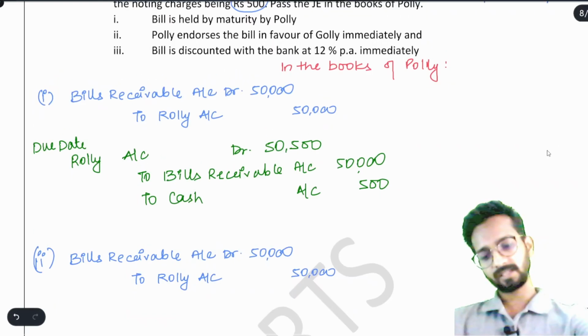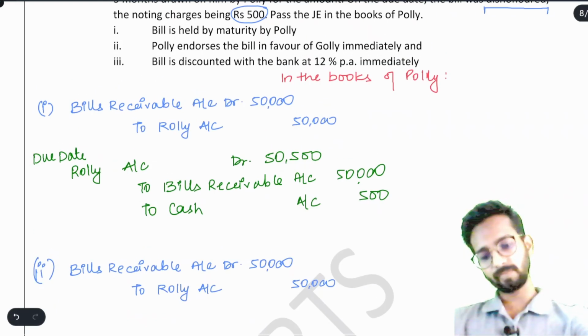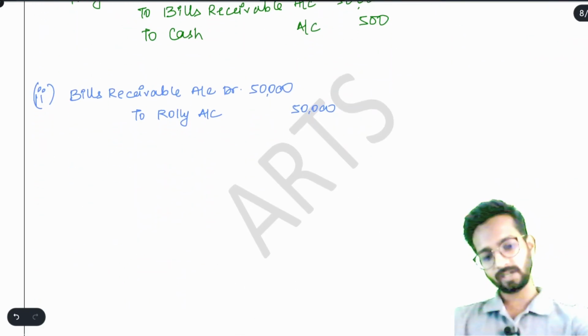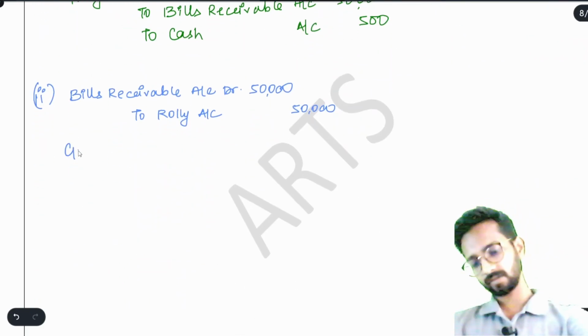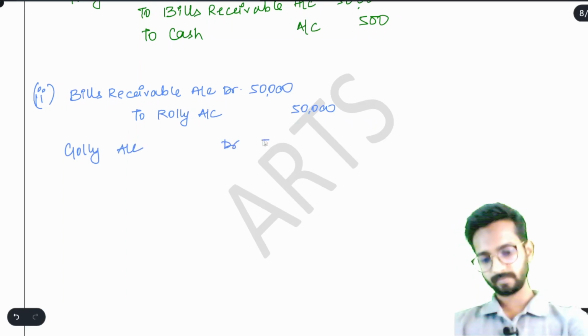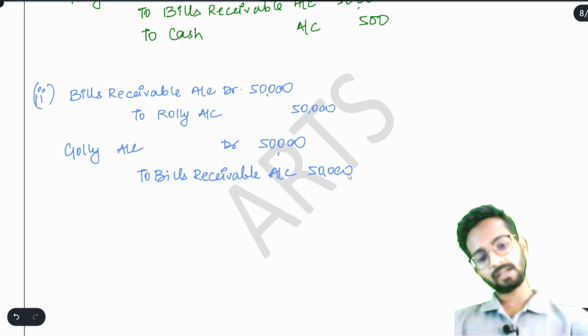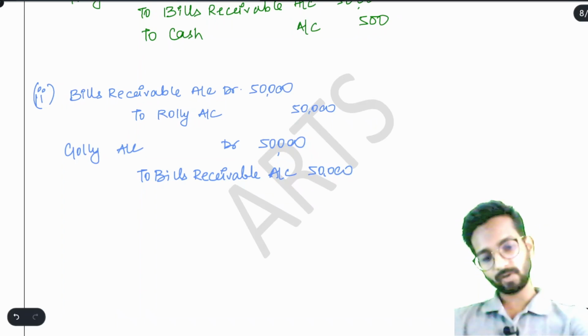What is happening in the second case? Polly endorsed the bill in favor of Golly immediately. It means Polly gave that bill to Golly. So we write Golly account debit 50,000. We gave the bill to Golly, so bills receivable account 50,000. Simple enough. After transferring, what happened on the due date?